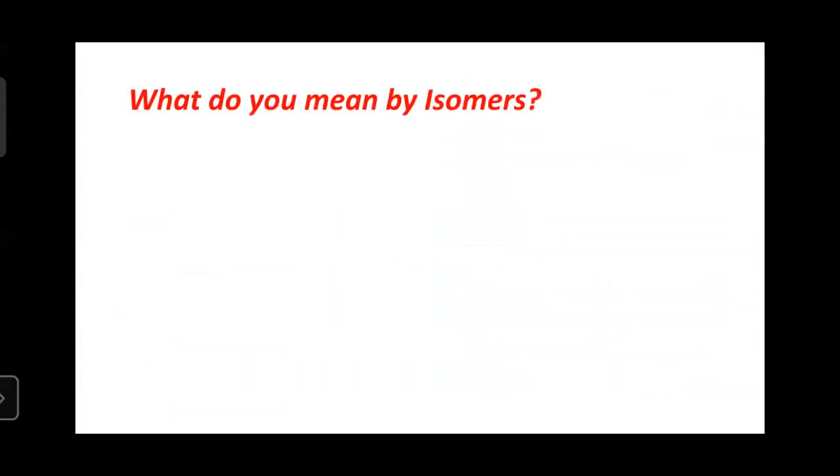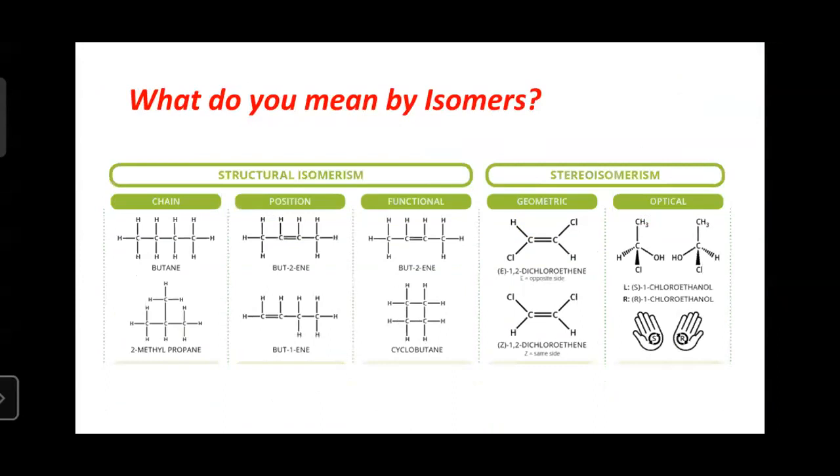Now, next we will see what you mean by isomers. There are 2 types of isomers: first is structural isomerism and next is stereoisomerism.